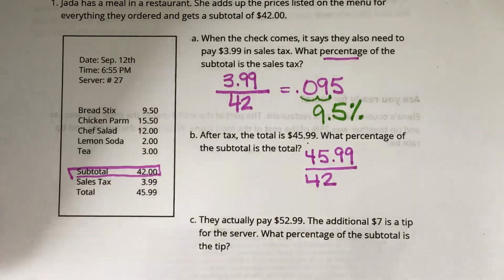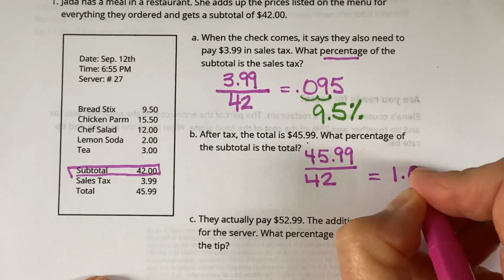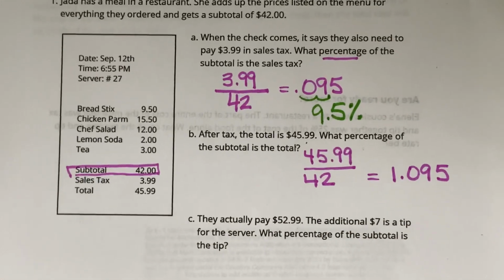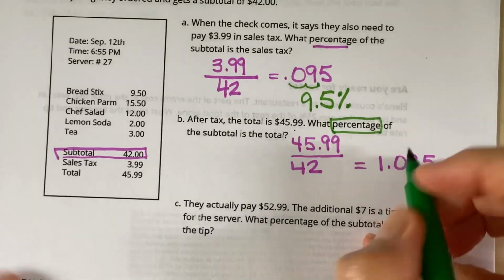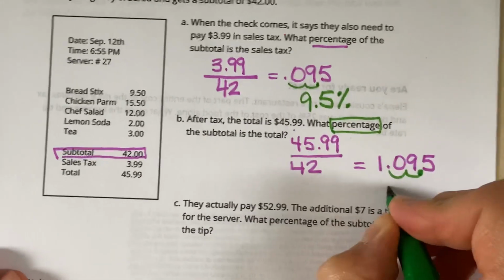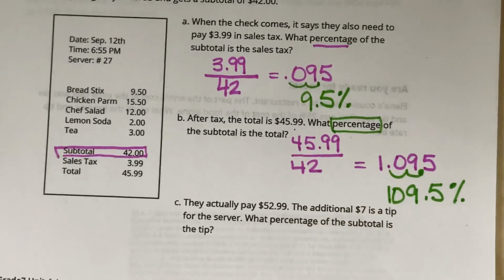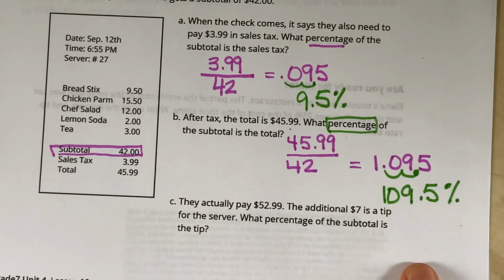So I would do 45.99 divided by 42, and I get 1.095. So if I want to change that to a percent, because that's what it's asking me, what percentage, it gives me the decimal, you change it to a percent, 109.5%. So it's the 100% plus the tax of 9.5%, and that makes sense. That's what it should be.